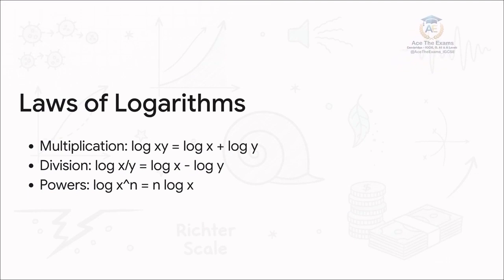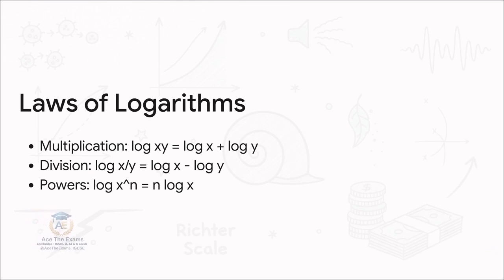To actually solve complex Cambridge questions, you need to know the rules of the game intimately. These are the 3 primary laws of logarithms, and they are your absolute best friends. Number 1, the multiplication law. The log of x times y splits into the log of x plus the log of y. Number 2, the division law. The log of x divided by y becomes the log of x minus the log of y.